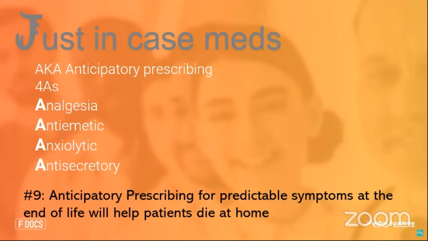And quite helpfully, when we think about anticipatory medicines, we can think as a sort of checklist in our own minds of how we prescribe everything that needs prescribing. Think of the 4 A's. A for analgesia, A for antiemetic, A for anxiolytic, and A for antisecretory. And I'll come on to antisecretories later on in the alphabet.